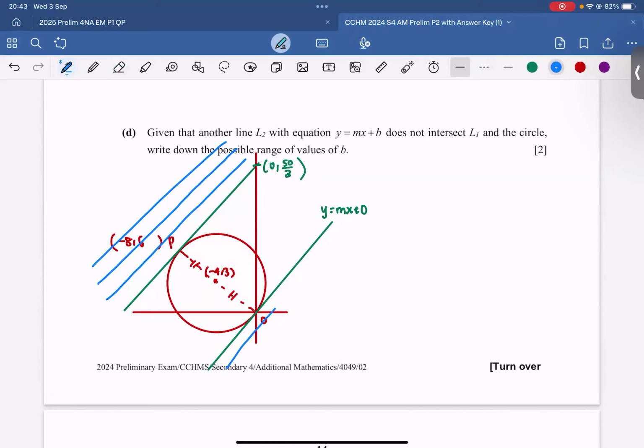Okay, they are parallel to the green color line, so they will have the same m value. So the only difference is the value of the b. This cuts at 0, this cuts at 50/3. So you can see if I don't want the blue line to cut the circle, then my b must be less than 0, or my b must be more than 50/3. Okay, if you have time, then you sketch the diagram to see. If you don't have time, then just move on.